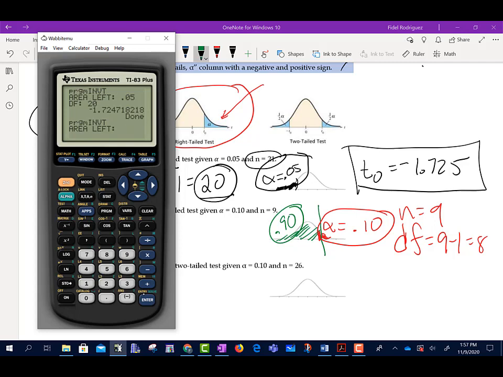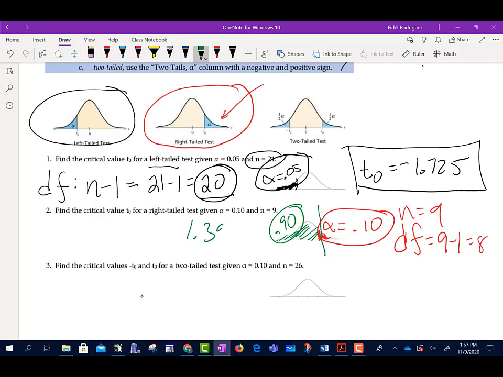Notice what it's asking me for. It's asking me for the area to the left. Guys, if you're doing this on your calculator or your calculator app, the first number, even though it may not say it, is always assumed to be the area to the left. So I'm going to type in 0.90, okay? And my degrees of freedom in this case is 8. And I'm going to hit enter, and I'm going to wait a second, and it's going to tell me that my answer is 1.397, okay? So I'm going to write 1.397, and this is my critical value T0, right?